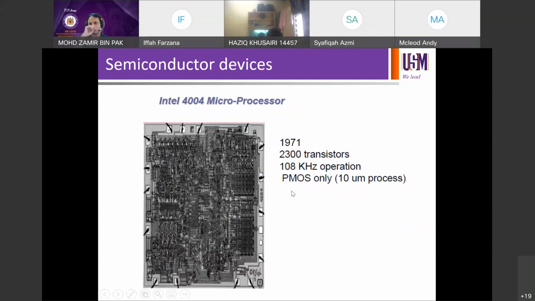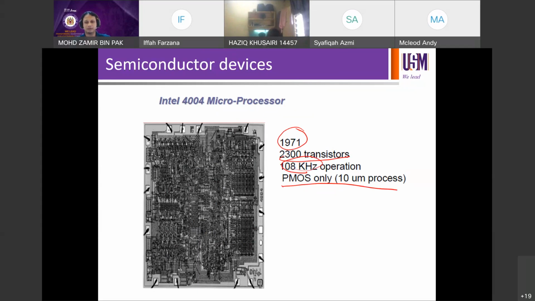And then let's go through the evolution of microprocessors by Intel. If you look at 1971, in this space, it was only about 2,300 transistors. Speed was 0.108 kilohertz of operation, using PMOS with a 10 micron process.